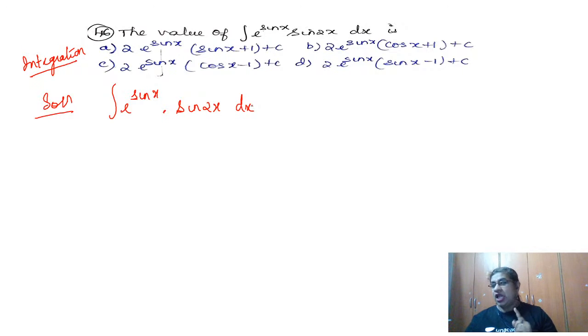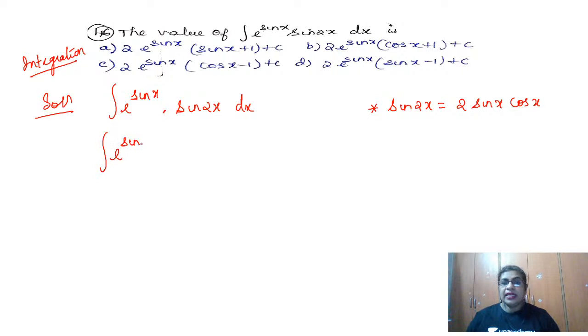I have to think. When I get sin 2x, do you know the formula of sin 2x? Yes. So what is sin 2x formula? Sin 2x is 2 sine x into cos x. 2 sine x into cos x. Substitute that. So therefore you are getting e to the power sine x into sin 2x, which is 2 sine x cos x, into dx.